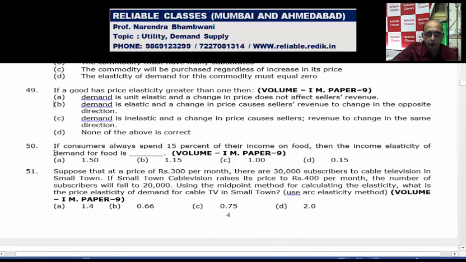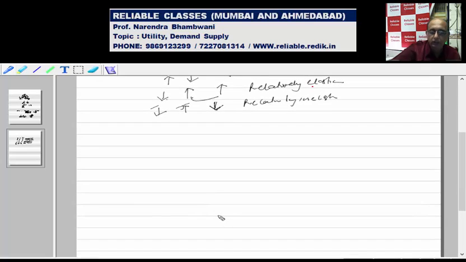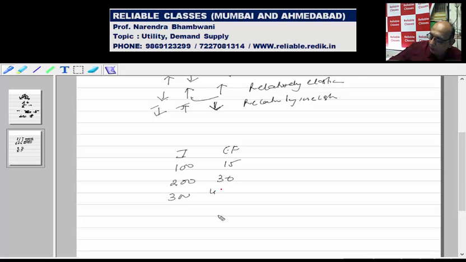If the consumer always spends 15% of his income on food, income elasticity of demand is 1. Now don't write 1.5 here. What is the question here? He is spending 15% of his income on food. Suppose his income and expenditure on food. Income is 100, so he spends 15. Income is 200, he spends 30. Income is 300, he spends 45.